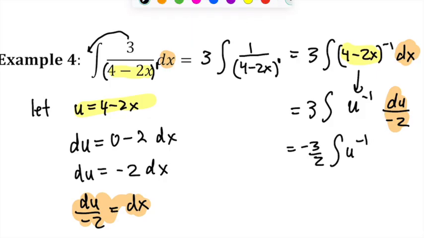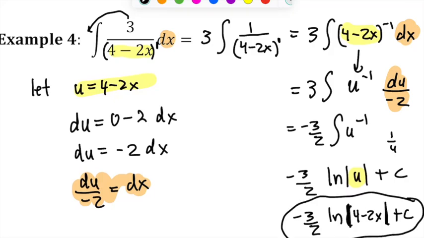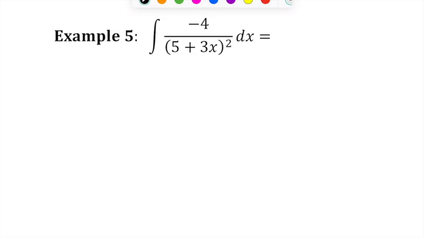And we know that u to the negative 1 is basically 1 over u. And so if we take that integral, it's going to be natural log of u, and then add your c. And then our last step is to substitute our x back in for u. And that was 4 minus 2x. And there is our integral. So kind of similar to the last problem.